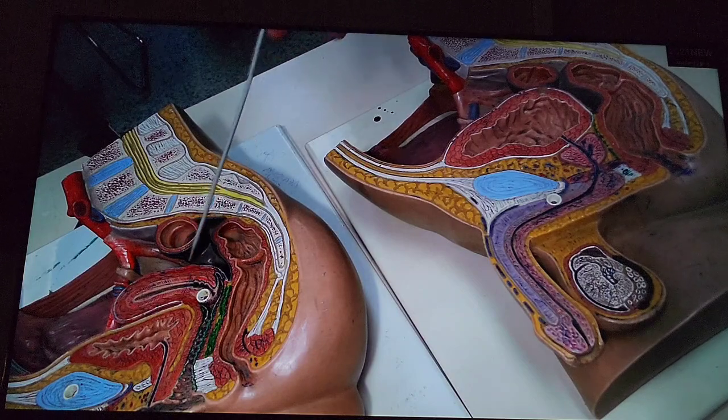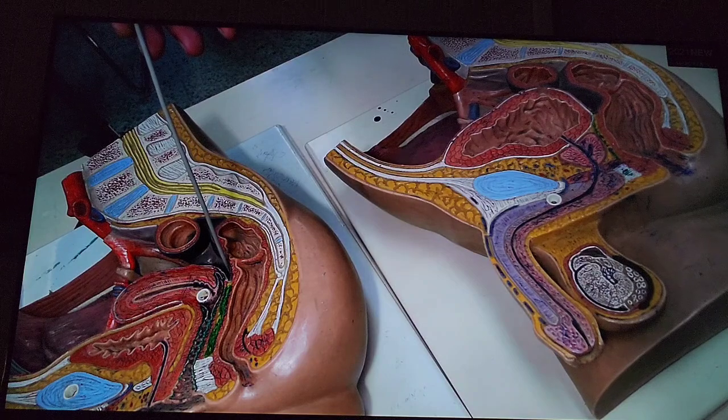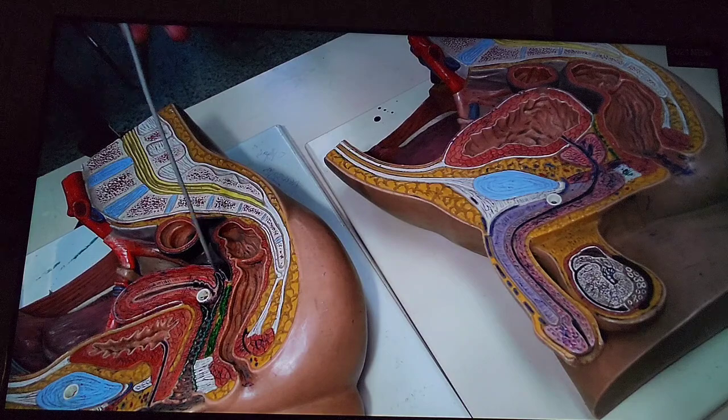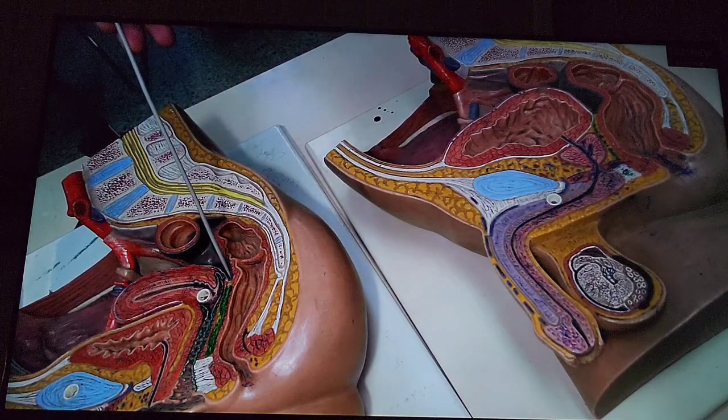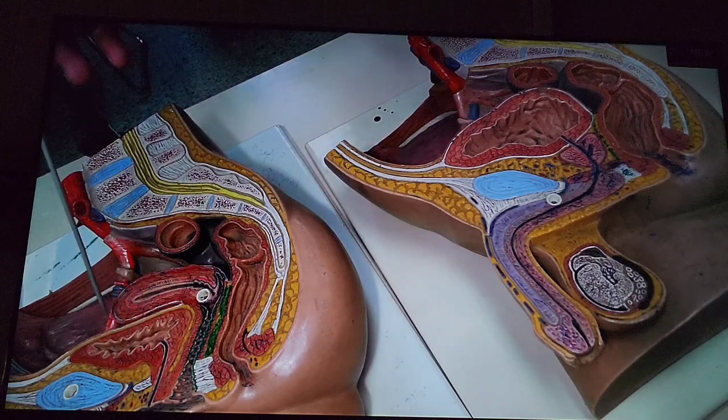There are two pouches in case of female: the deep recto-uterine pouch of Douglas, and the utero-vesical pouch.